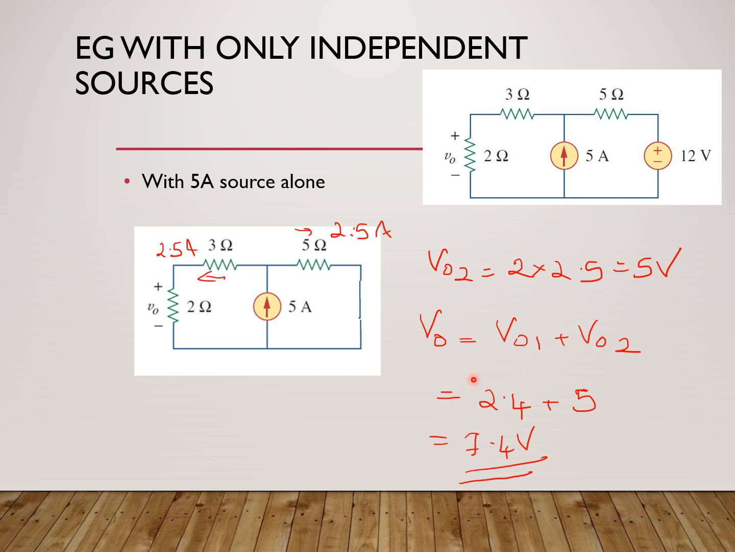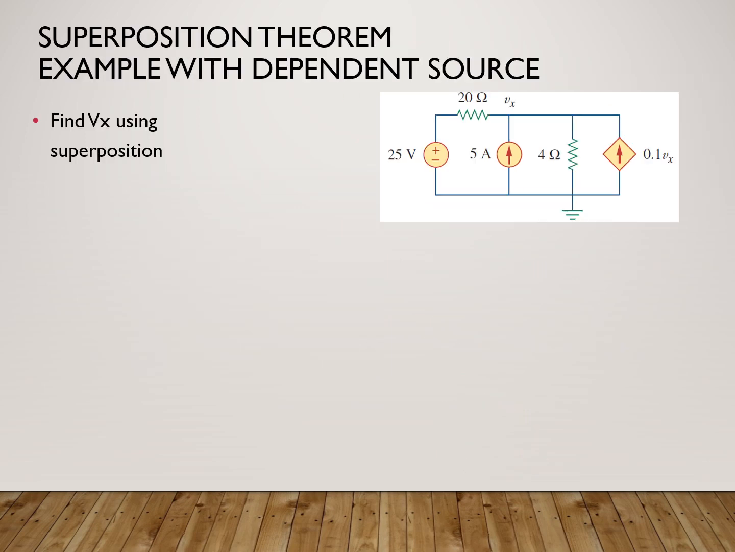Now let's see the case with dependent sources. Here we have a problem with three sources: 25 volt, 5 ampere, and another source of 0.1 Vx. Now these two are independent sources, as you can see from these constant values, whereas this one is a controlled current source. It is 0.1 Vx, meaning it depends upon Vx. It's a voltage controlled current source. The voltage is Vx. You are asked to find this Vx using superposition.